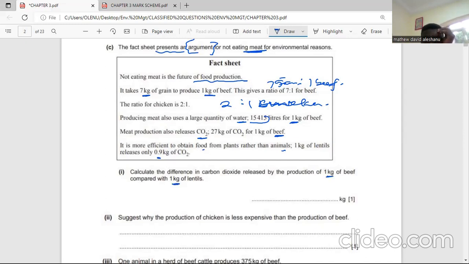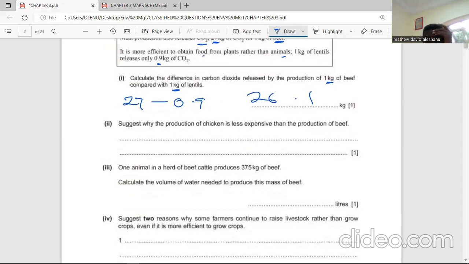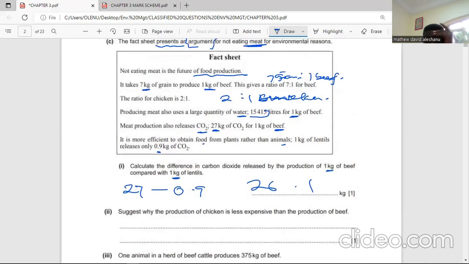Now, for beef, the amount of carbon dioxide produced is 27. So 27 minus, for lentil, 0.9, the answer will give you 26.1 kg. That's all. Now, they say, suggest why the production of chicken is less expensive than the production of beef.